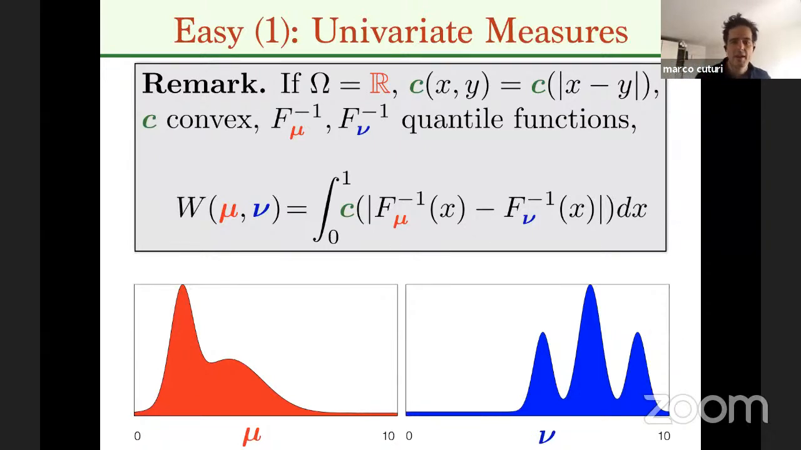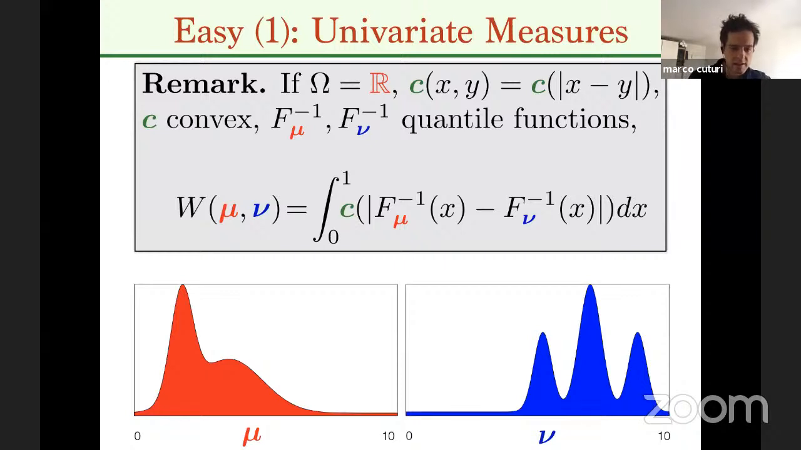Then, if c is convex, and you write F^-1 of mu and F^-1 of nu for the quantile functions of the two measures mu and nu, the Wasserstein distance with this cost, or the optimal transport problem solved with this cost between mu and nu, is going to be the integration of this c over the quantiles of the two measures. So let me illustrate this a bit.